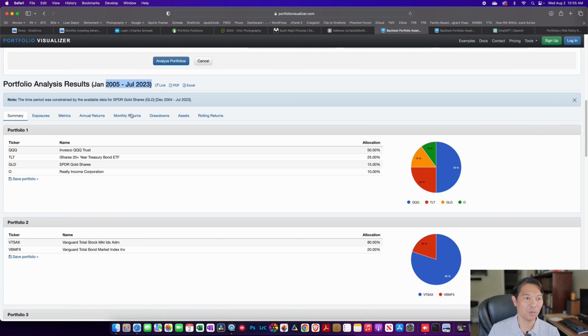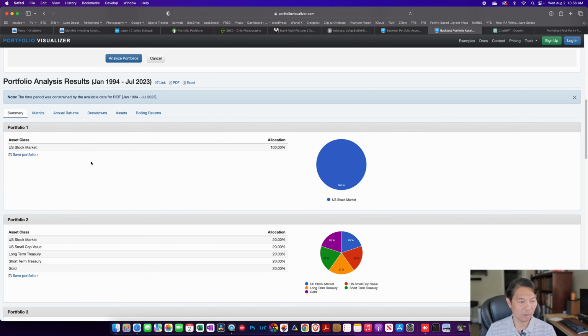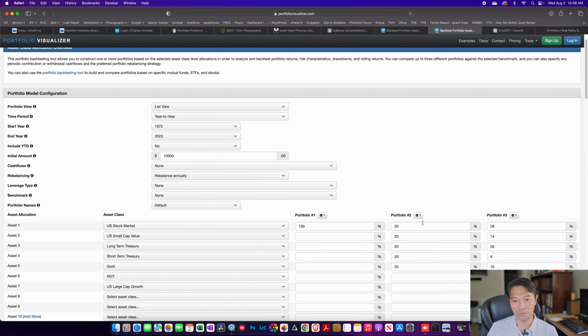This is almost 20 years. And the reason is that the gold vehicle that we're using to invest in gold has only been around since the end of 2004. But if you were to test by asset classes, it's going to come pretty close. And in fact, let me go ahead and do that on the asset class allocation. So we'll leave the golden ratio and the golden butterfly alone, but let's change this to what I have, which would be 50% in large cap growth, 25% in long-term treasury, 15% in gold, and 10% in REIT.